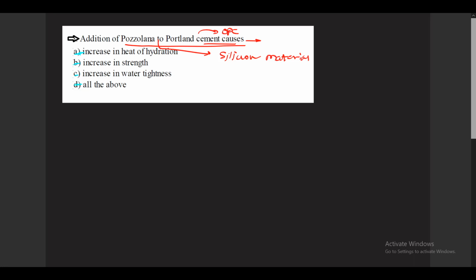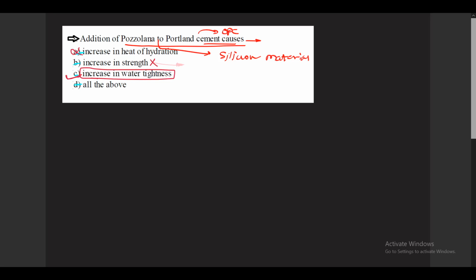Now when these pozzolanic materials are added, there is not much effect on the strength. That means the strength will remain almost the same, so this is not the correct option. The next option is increase in heat of hydration. When we add pozzolanic material, the heat of hydration actually gets reduced, so option A is not correct. Option B, increase in strength, is also not correct. So the most appropriate option here is C, increase in water tightness. This is the correct option.